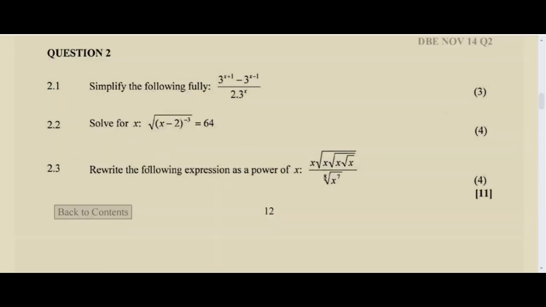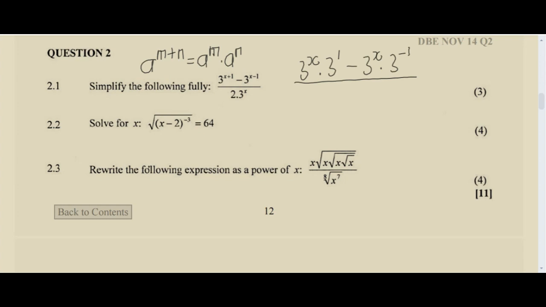Okay, so we have yet another question 2. It says simplify the following fully. Then we are given this expression here. So we know that using the law of exponent that says if I have a to the exponent of m plus n, this can be expressed as a to the exponent of m and then also a to the exponent of n. Then we can use that to write this one out. This would be 3 to the exponent of x, 3 to the exponent of 1, minus 3 to the exponent of x, and then 3 to the exponent of negative 1, right?